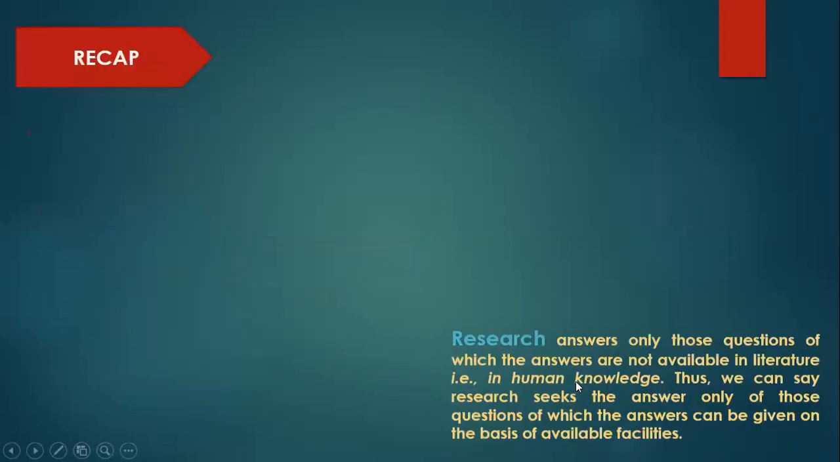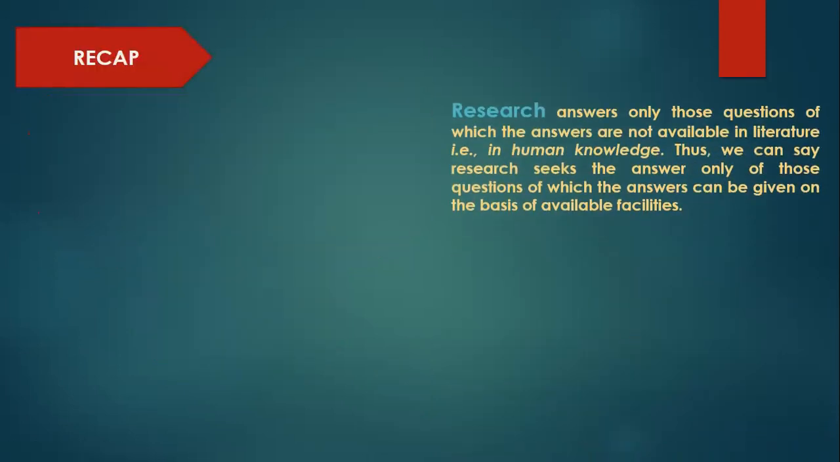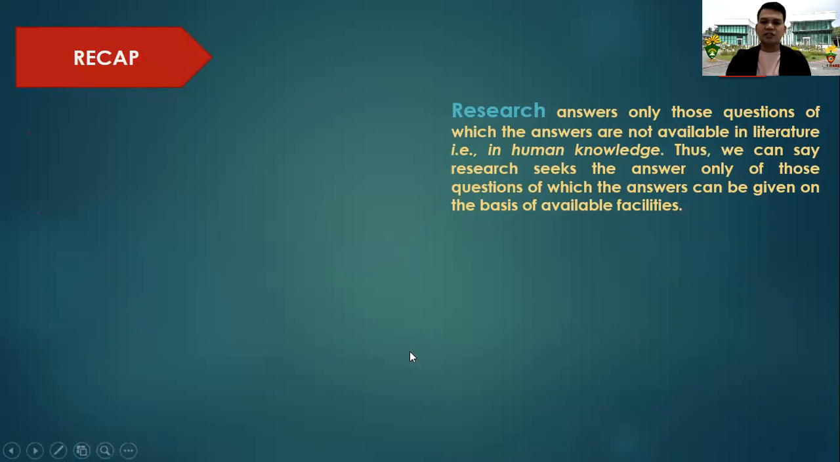As a recap, the last time we talked about research as a whole. Research answers only those questions of which the answers are not available in the literature, such as human knowledge. Then we can say that research seeks the answer only of those questions which can be answered on the basis of available facilities.